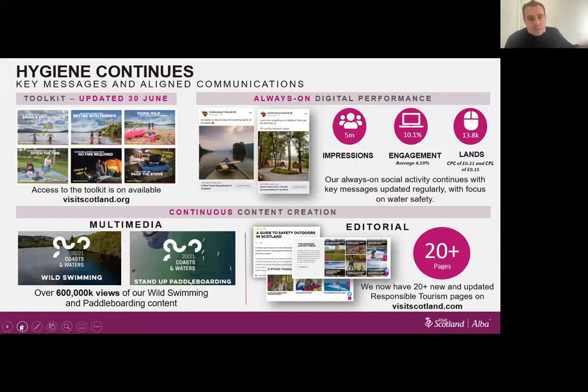And constantly working with the partners in the group, we're always updating editorial content as restrictions change, as information around waterways changes. We're always updating the content on VisitScotland.com in partnership with our partners to ensure it's aligned and we have a consistent approach with ourselves at VisitScotland and the industry.